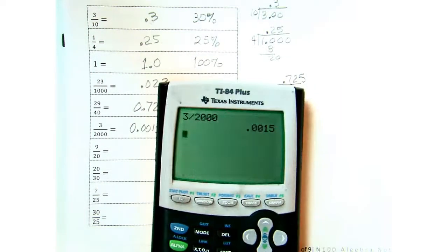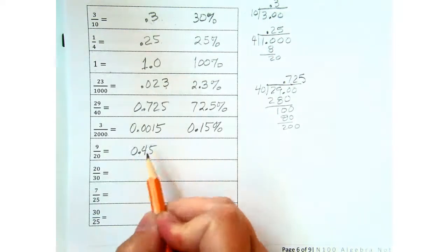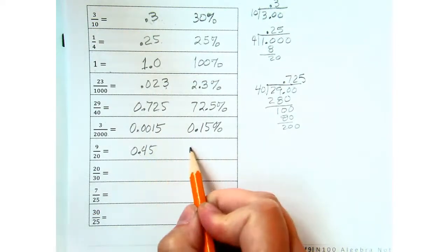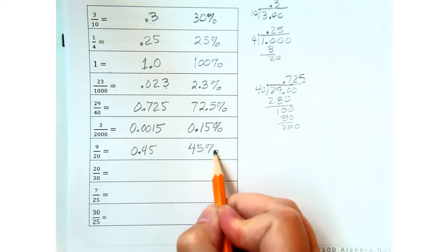Once again, let's use the calculator. 9 divided by 20 is 0.45. To find the percentage, move the decimal point 2 places to the right for 45%.